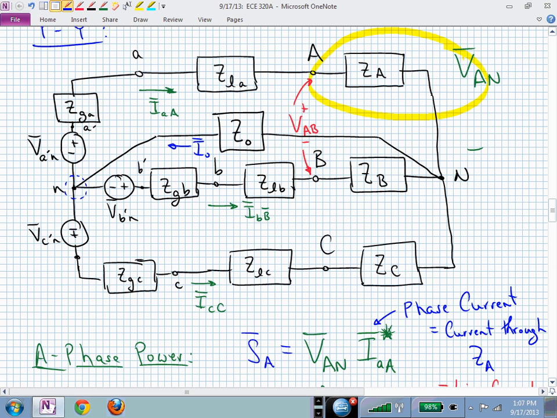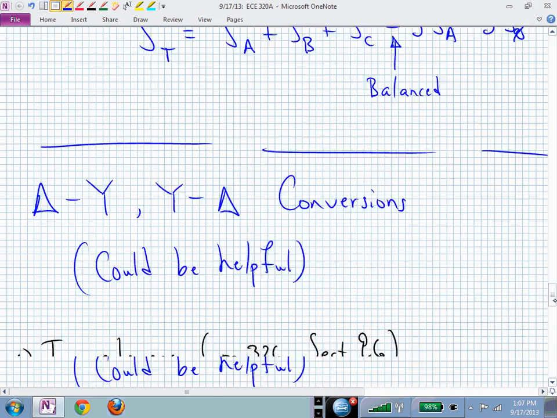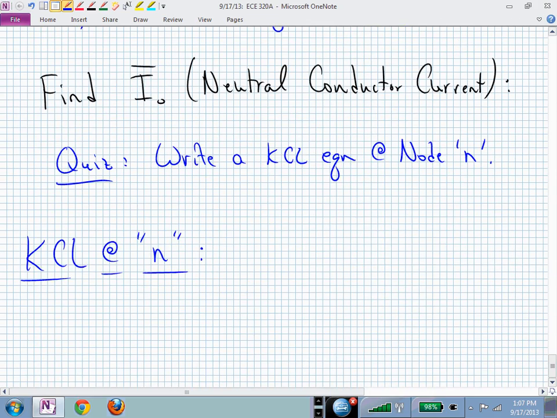KCL says the algebraic sum of our currents needs to be 0, or currents in equal currents out of a node. Currents into little n, we just have the one, that one's blue, I sub 0. The currents out are the green currents, IAA, IBB, ICC. That would be the short answer, and you would get 2 points out of 100 for doing that.